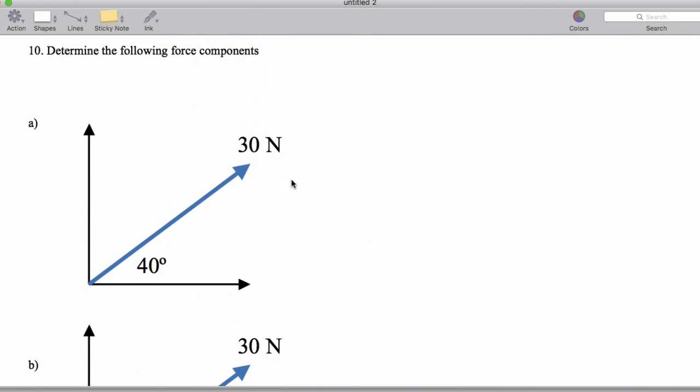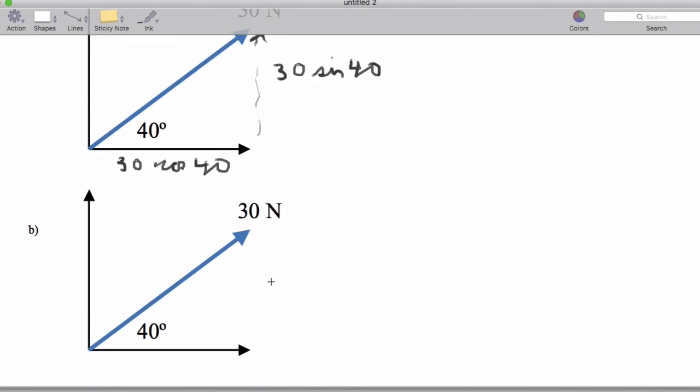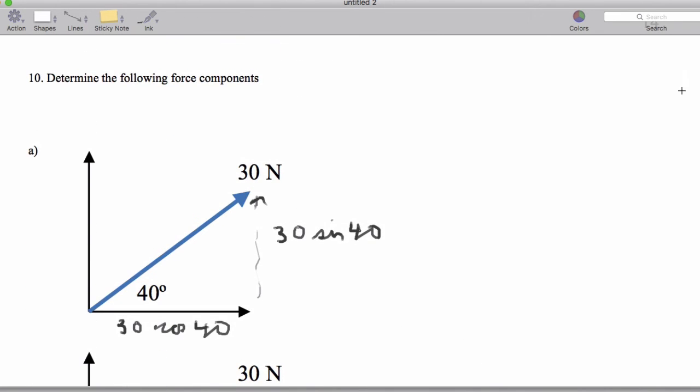These, let's just be really clear. To get force components, don't even overthink it. We're going to have 30 times the sine of 40 here, and 30 times the cosine of 40 here. And I'll actually let you put those in your calculator. So that's how those will work. All right. So that's the last little bit of the practice test.